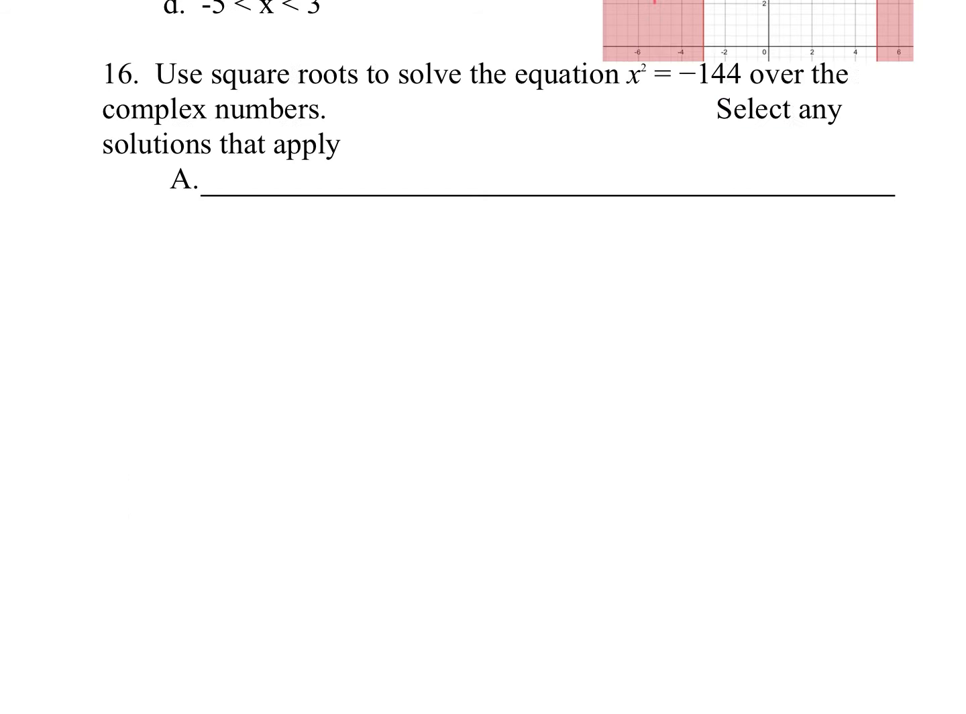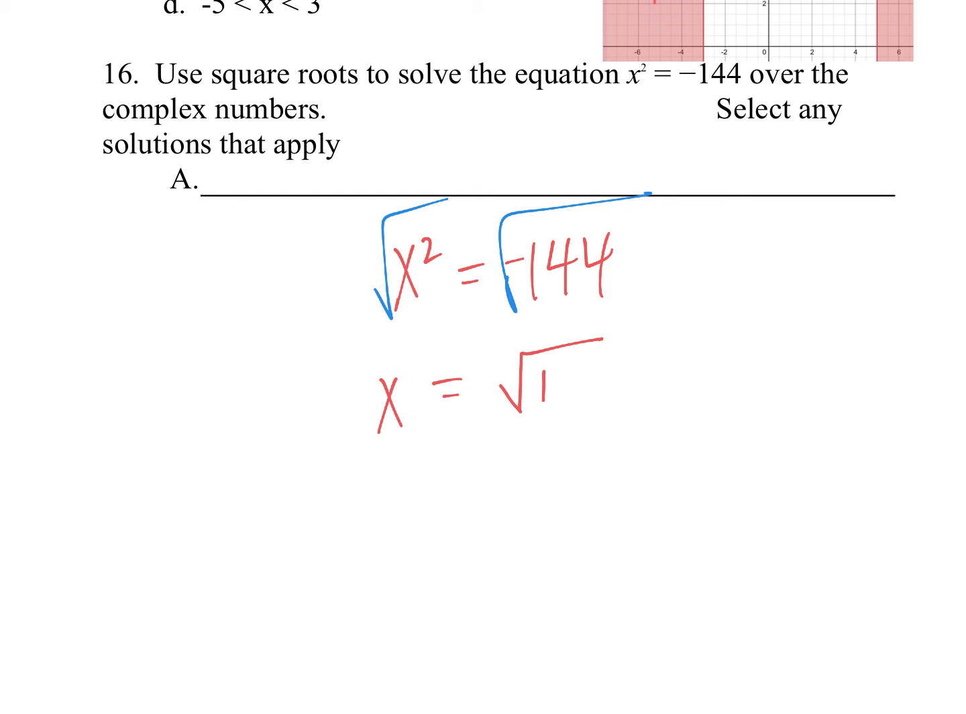All right. The next one here, I'm solving over complex numbers. So x squared is equal to -144. To solve that, I take the square root of both sides, which gives me that x is equal to the square root of 144 and the square root of -1. The square root of 144 is plus or minus 12, and the square root of -1 is i. So my answer is looking for 12i and -12i. That should be two different solutions that I'm going to choose.